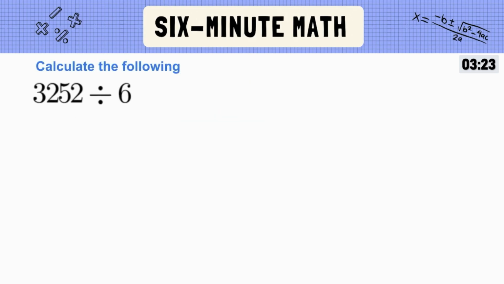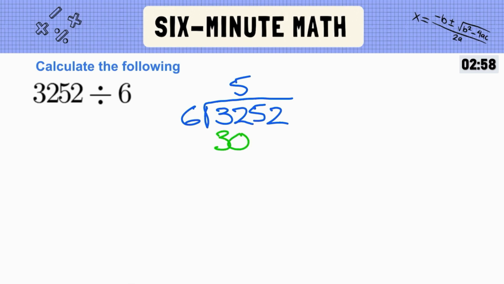How about if I were to divide 3,252 by 6? So I'm going to set this up the exact same way, 3,252. And then I go through my same process. How many times does 6 go into 32? It goes in 5 times. Now I multiply. 5 times 6 is 30. And then I subtract. 32 minus 30 is 2. I drop my 5. And then I repeat the process.